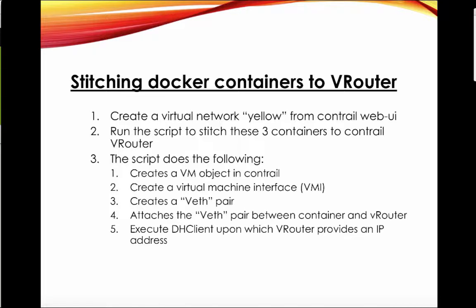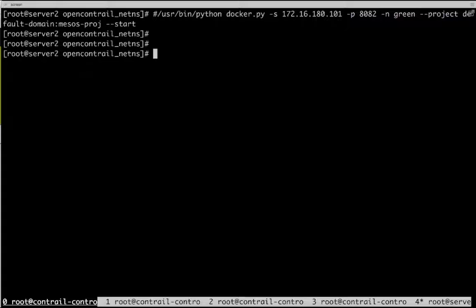So in the next step, we'll be stitching Docker containers to virtual router. So here we'll create a yellow network and then run the script that stitches the 3 containers to the vRouter. So what the script does is the following. It creates a VM object in Contrail, creates a virtual machine interface, creates a veth pair, attaches the veth pair between container and vRouter, executes dhclient upon which vRouter provides an IP address. So let's go ahead and run these steps.